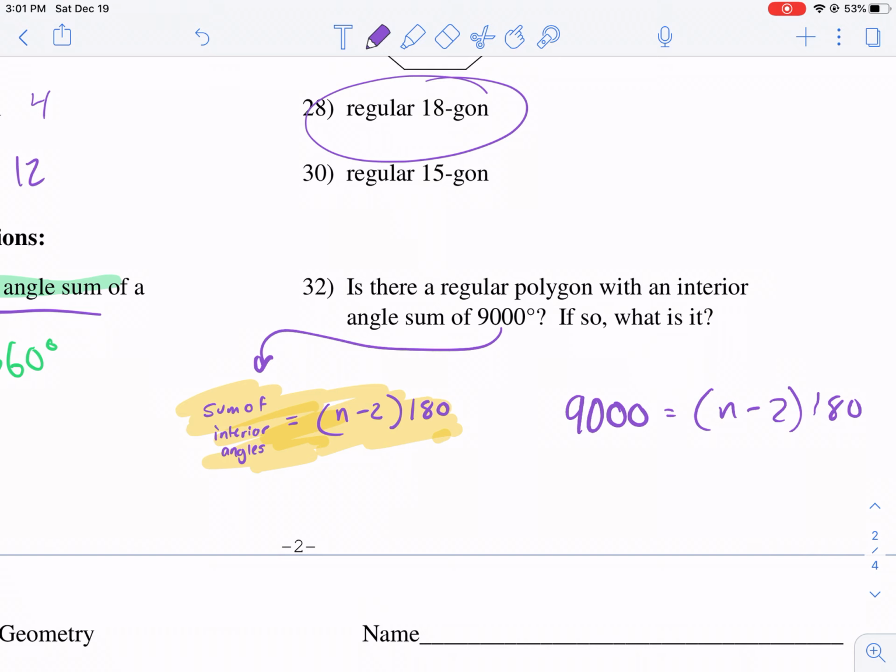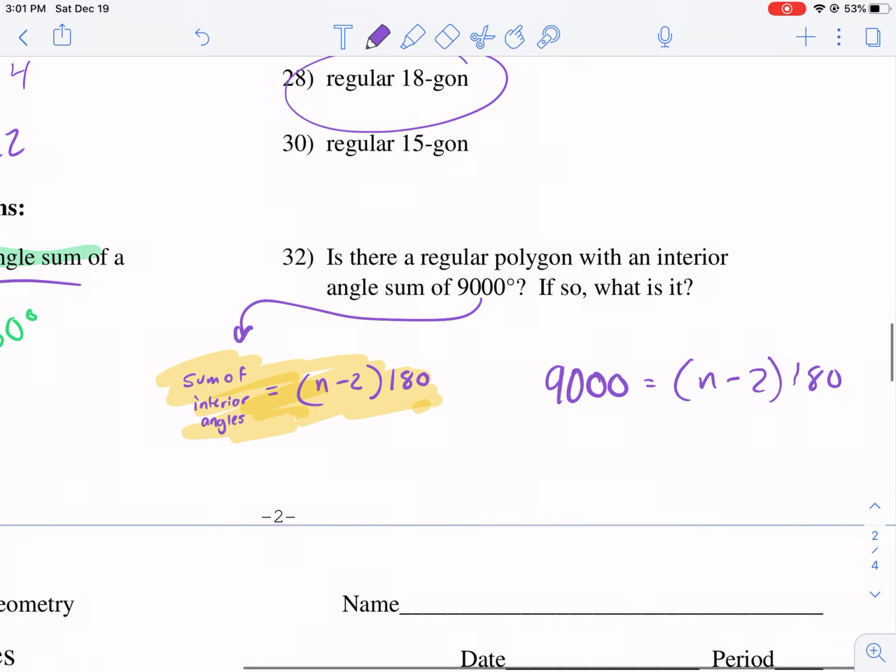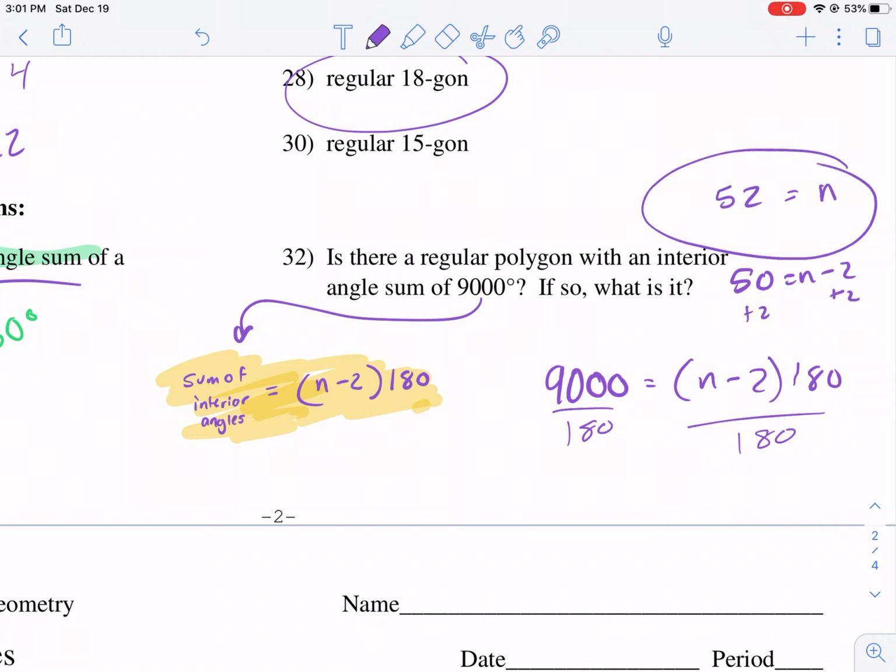This is a pretty common type of question, especially on a test. You solve for n. You have to divide by 180 first. So 9,000 divided by 180 gives us 50. So 50 equals n minus 2, and then you add 2 to both sides, and you get n equals 52. So a 52-sided shape has an interior angle sum of 9,000.